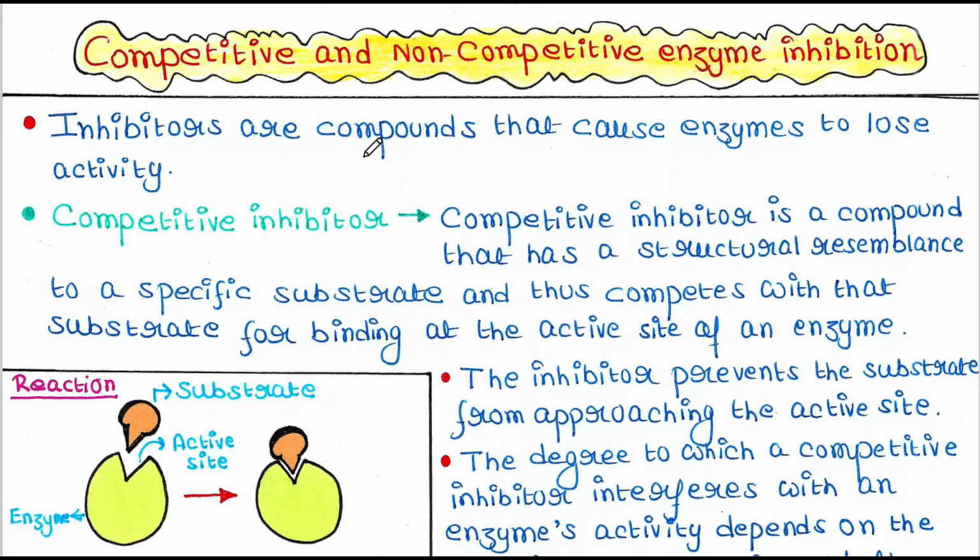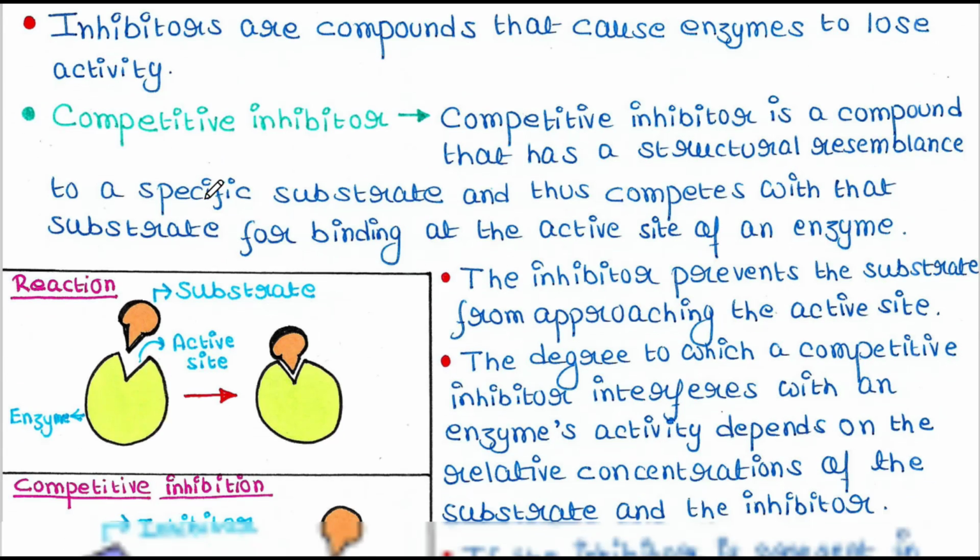So inhibitors are certain compounds that cause enzymes to lose their activity. So this is a normal reaction. Here is the enzyme. This is the active site of the enzyme. This is the substrate, and the substrate fits properly in this active site, just like this. Now let's talk about the inhibition of the enzyme.